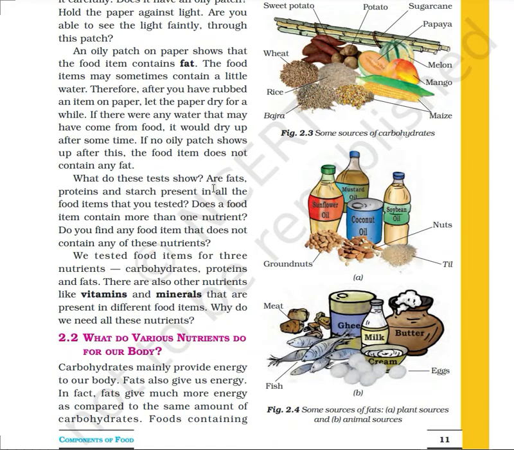What do these tests show? Are fats, proteins and starch present in all the food items that you tested? Does a food item contain more than one nutrient? Do you find any food item that does not contain these nutrients? So let's answer these. What do these tests show? So this test shows that the food item contains fat, and some food items contain protein, some contain carbohydrate. You can also try to do tests on the same food item and check whether it contains all three of these substances.